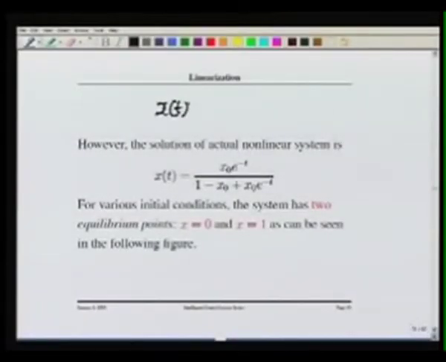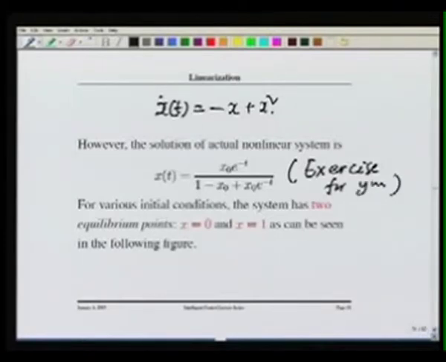Now, if I take the exact solution of x dot equal to minus x plus x square, that is, the actual solution of this nonlinear system, then x(t) equals x naught e to the power minus t upon 1 minus x naught plus x naught e to the power minus t. You can try it as an exercise for you.